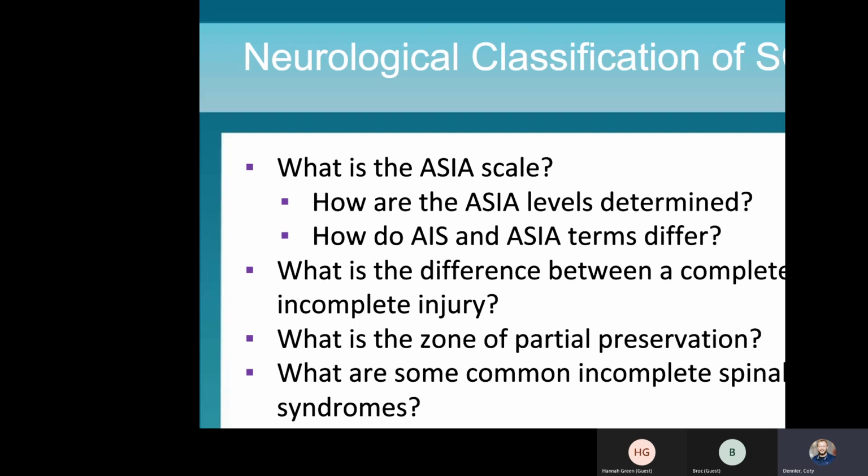The way that ASIA levels are determined, the ASIA is the organization. The AIS is the actual scale. Okay. So the AIS, ASIA, AIS. The AIS is the actual scale. This determines the person's functional impairment as a result of the spinal cord injury.